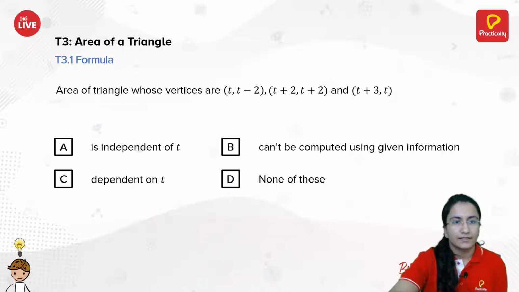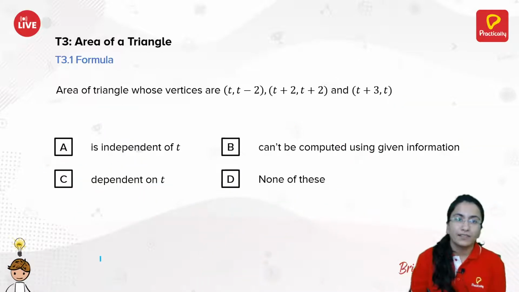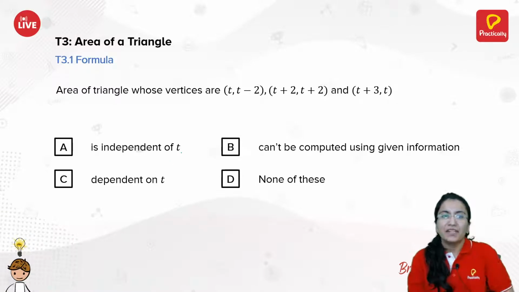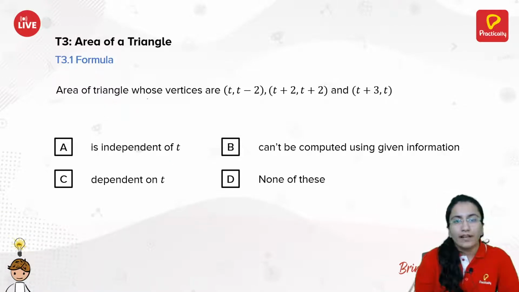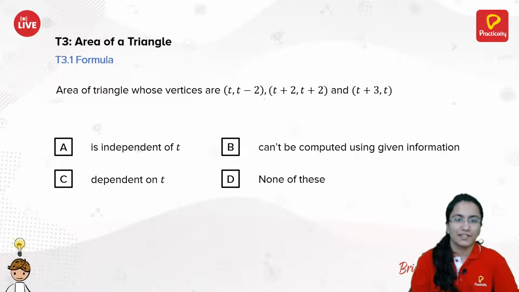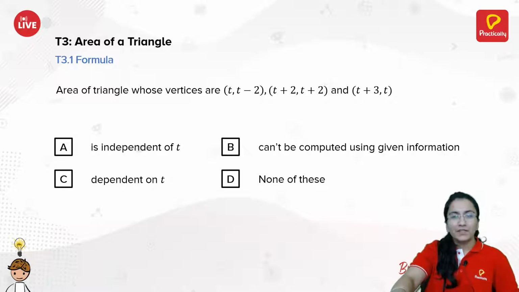Next is a question based on the area of a triangle. Let's solve. We have the area of a triangle whose vertices are these. In terms of t, you have all three vertices in terms of t. So you need to check whether it has an area independent of t, dependent on t, can't be computed using the given information, or none of these. Check it yourself. Can B be the option?